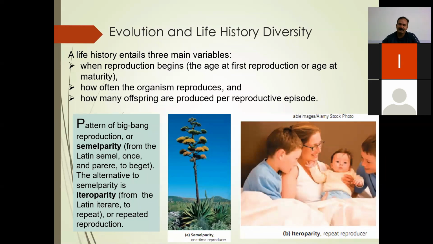Then the second category, iteroparity, means repeated producers. We can take the example of human beings, and in the case of human beings, we study that mothers experience the birth of young ones several times.